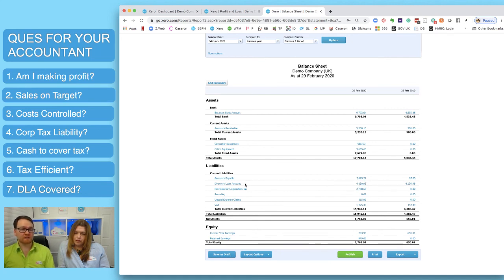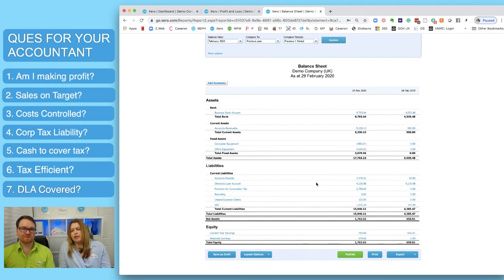The one thing I will point out is sometimes you see director's loan account grouped in current liabilities anyway, but actually this is a negative amount. So when you see that, it actually means it's a negative liability, which means it's an asset and the company is owed money by the director, so you're overdrawn. So if your director's loan account is grouped down in current liabilities, just keep an eye out to make sure this is not a negative, and if it is, then it's an asset.